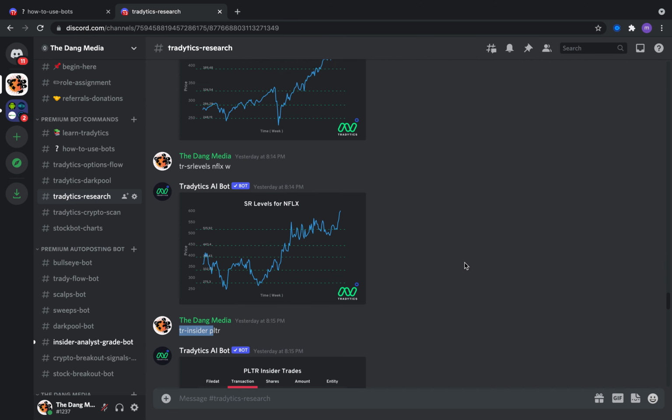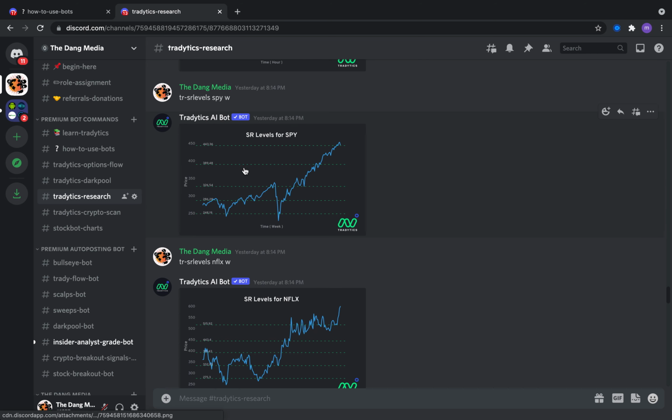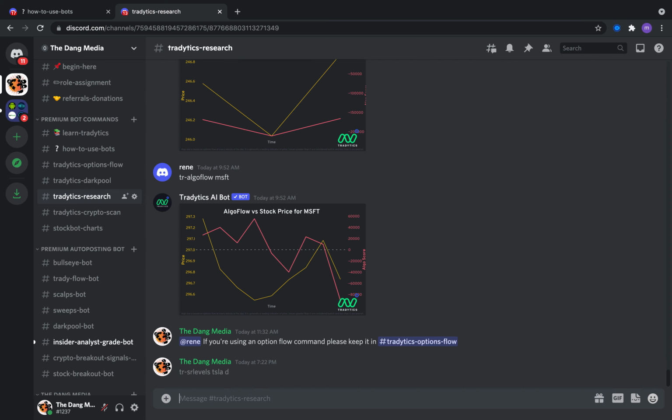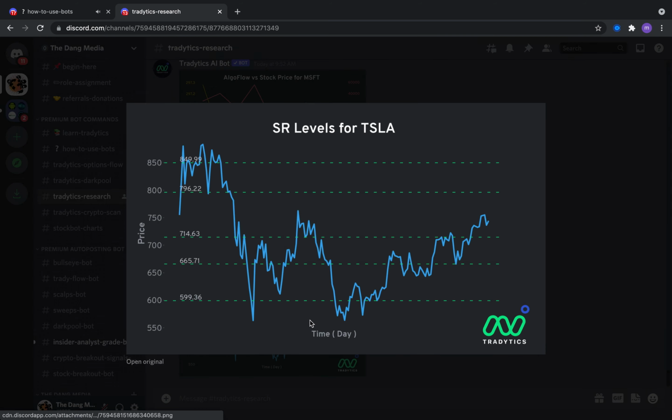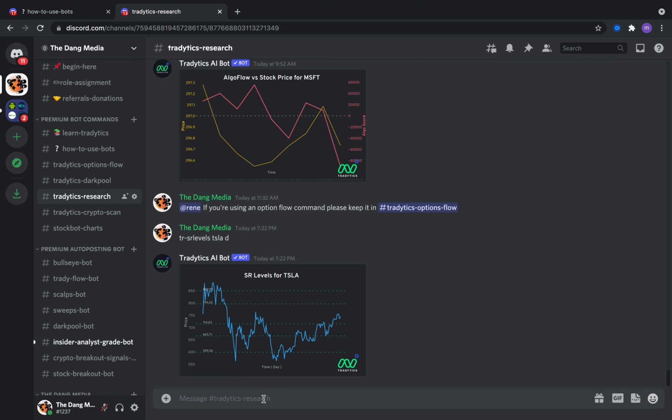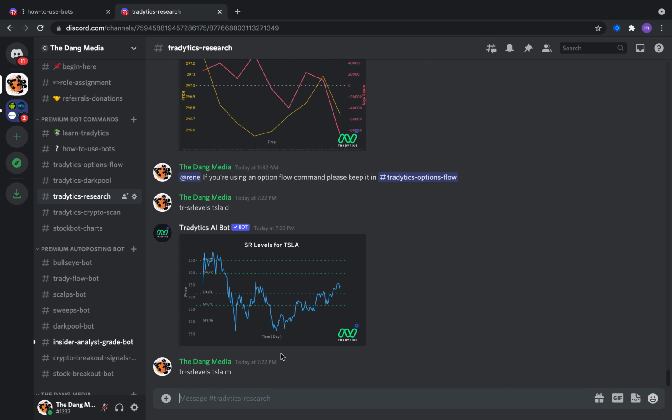You can also use the TR SR levels command. SR means support and resistance levels. So TR SR levels, let's do Tesla day. This is showing the support levels and the resistance level for Tesla on the daily chart. You can also look at the minute chart, TR SR levels Tesla M, M is the minute.